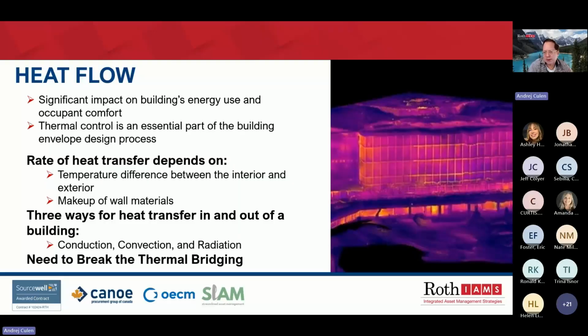There are three different ways through which heat transfers in and out of a building. Conduction is probably the best known and easiest to understand heat transfer mode. It takes place when a material separates an area of high temperature from an area of low temperature, such as a wall. Convection, the second most common heat transfer mode, occurs as a result of liquid or gas moving over a surface, such as wind blowing against a building.